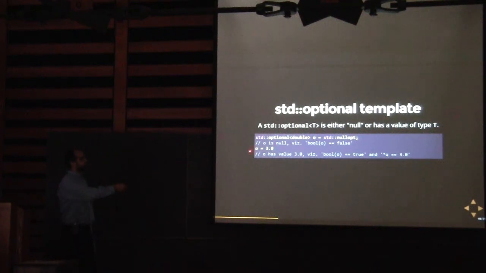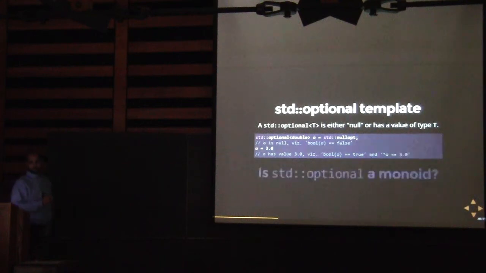And if you want to assign it to something other than nullopt, like in this case 3.0, you can do that. If you want to see if it's nullopt, you just use the normal bool conversion, and so on and so forth. So we all got optional. We're going to play with it a lot. If anybody has any questions on optional, now's the time to ask, because we're going to use it a lot. All right, no questions. Good.